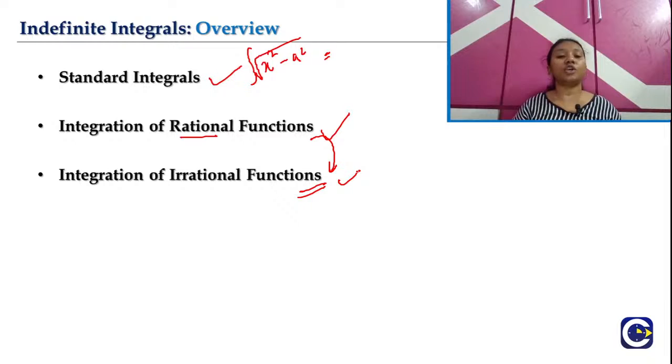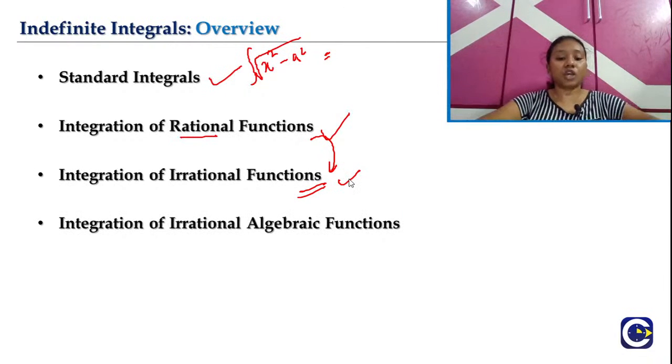What do we mean by irrational functions? In simple words, we can take it as when we have a root expression. Here we are going to look into the integration of typical square root functions. After that, we are going to see irrational algebraic functions: whether there is a possibility of factorizing, and if it is factorized, which formula or which method of integration we can apply. That is what we are going to see here.